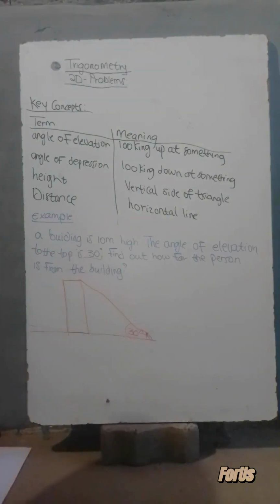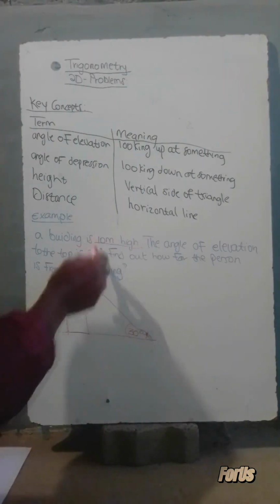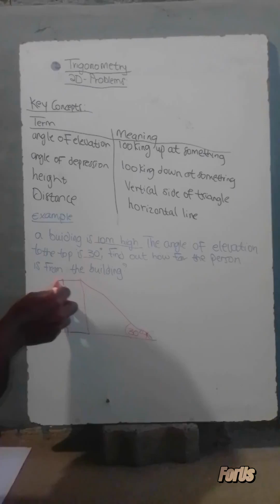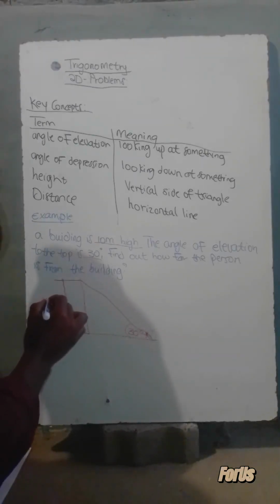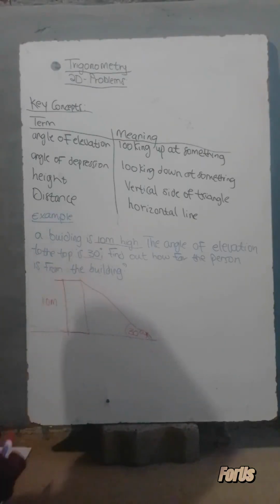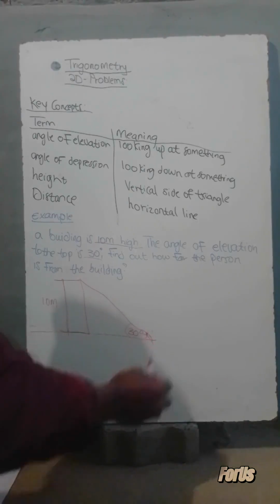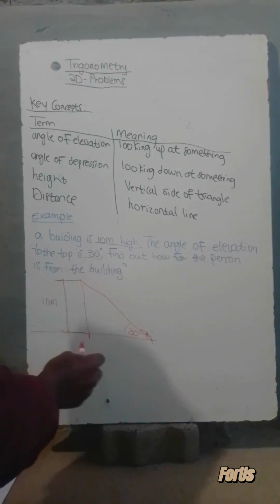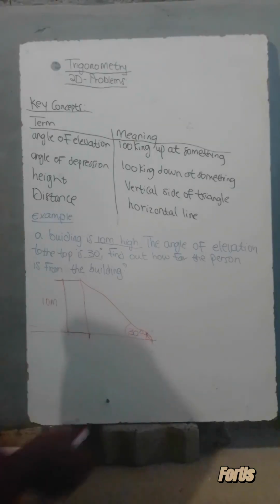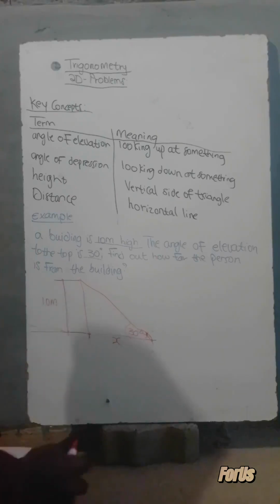Again, we're given that the building is 10 meters high. The distance from here to here is 10 meters. Now the question says find out how far the person is from the building. That person is here. They want the distance from here up until here, not here, from here to here. Now let's label this as x.